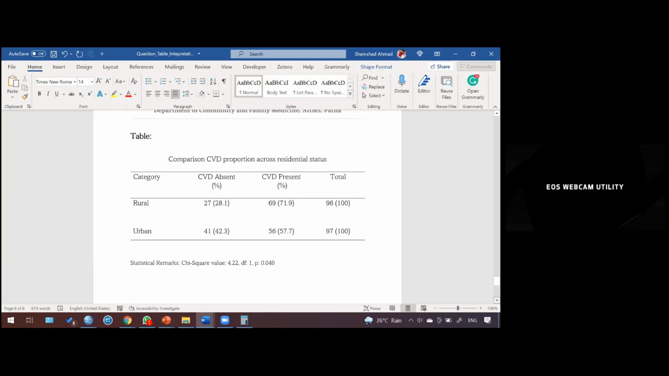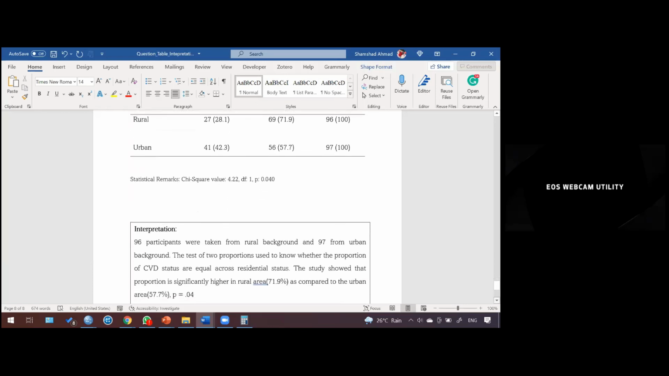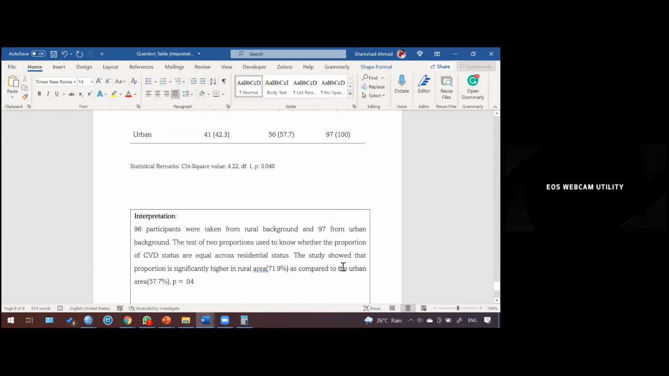And the chi-square value you can see here. So one of you now can read this interpretation for me. Anyone? Maybe Dr. Pramod, because last time you were about to say, and then I think Mayuri said.